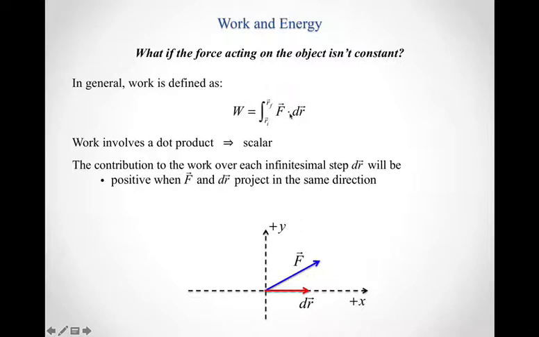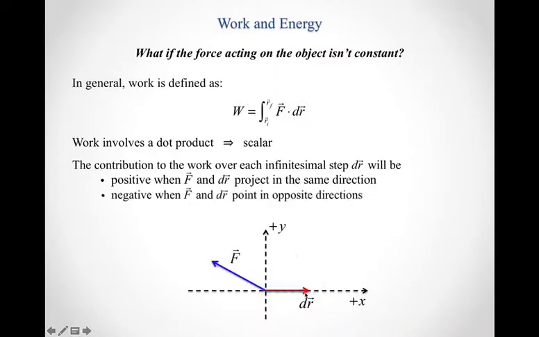Because that dot product cares about how these two vectors line up, the contribution to the work over each tiny little step will be positive if F and dr project in the same direction. So here I've got a force that points up and to the right, and my displacement is to the right, which means that the projection of that force points in the same direction as the displacement, and so the work over this little infinitesimal step dr will be positive. On the other hand, if my force points back this way, then its projection points in the opposite direction as dr, and so the work done by this value of the force over a tiny little step would be negative.